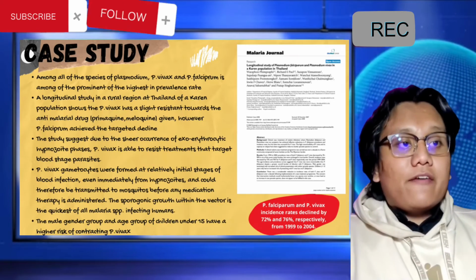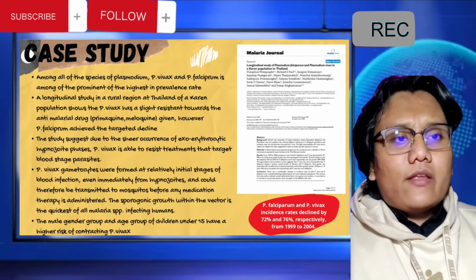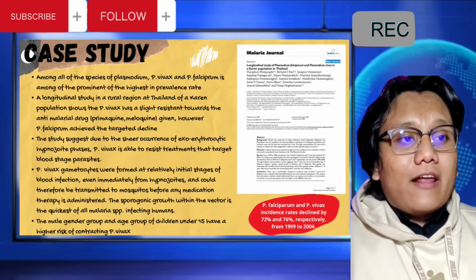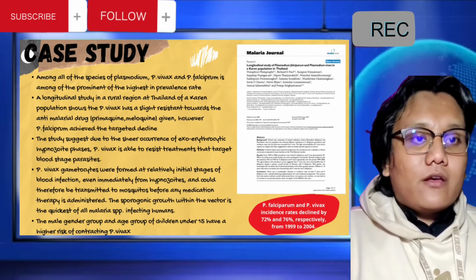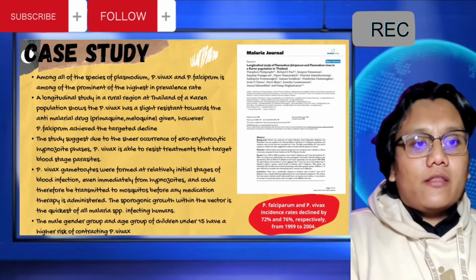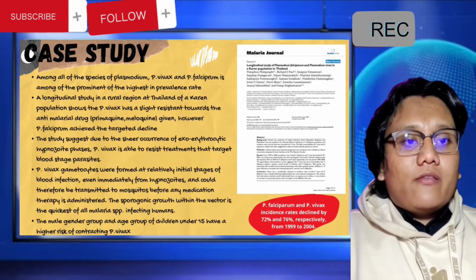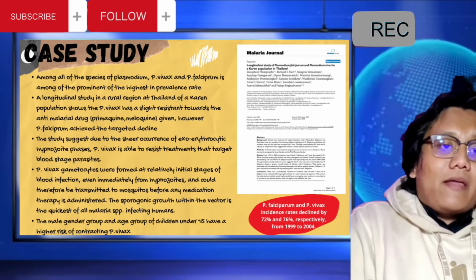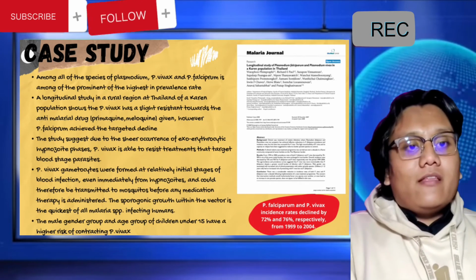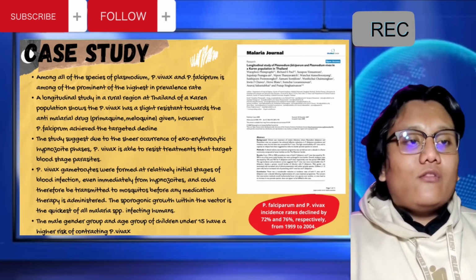So this is a case study that I have referred to. Basically, this is a case study about the declining number of malaria cases during a certain period of time. The case study resulted in declining incidence rates of Plasmodium falciparum and Plasmodium vivax, respectively by 72% and 76% from the year 1999 until 2004.